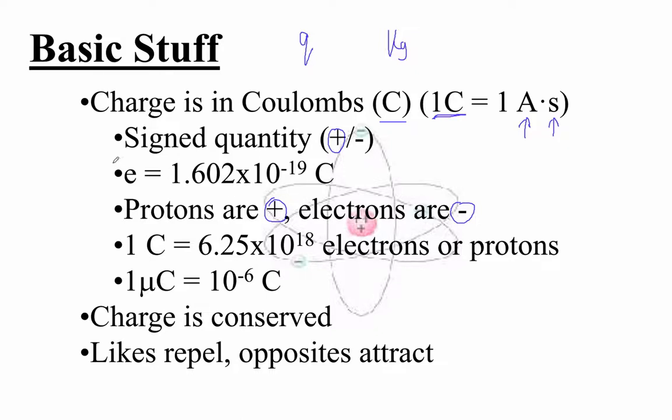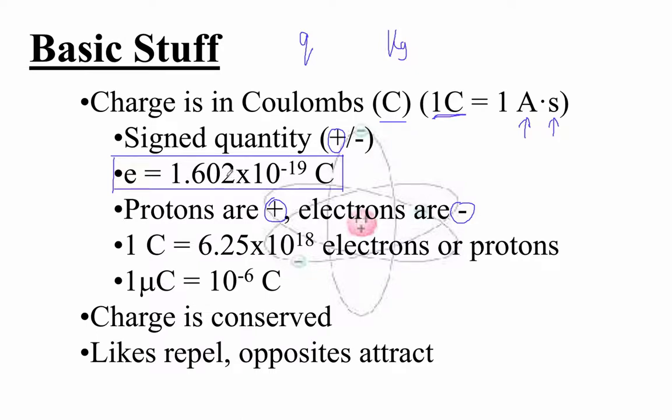And then this is the fundamental, this is the basic charge. This is one of the, I would memorize this number. Okay, this is the charge on an electron. It's also the charge on a proton, right? So if you have an electron, it's negative this charge. If it's a proton, it's positive this charge, okay?